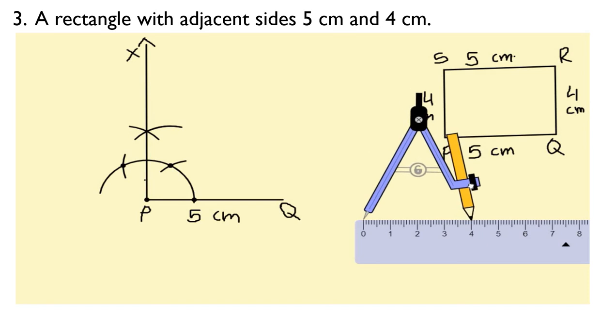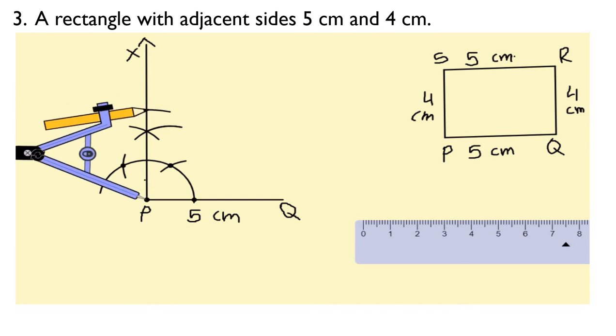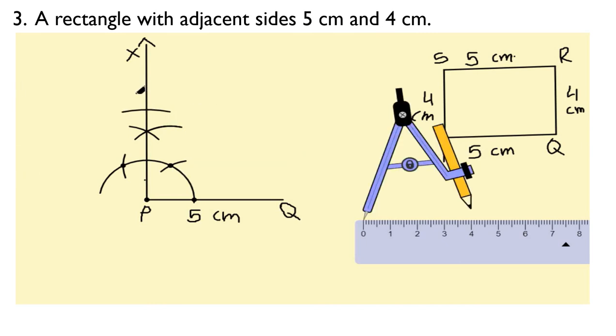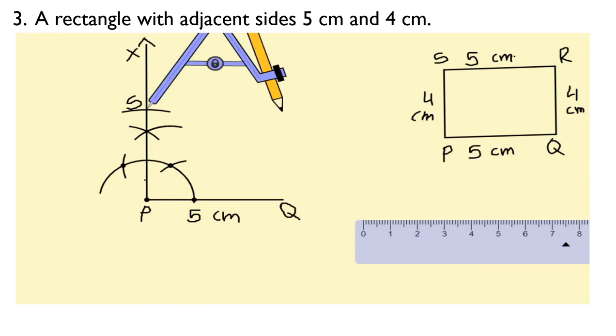After that, as we know, now we select PS which is given as 4 centimeter. So we take radius as 4 centimeter with the help of compass and cut ray PX with 4 centimeter. That is our vertex S. Again now, the opposite side of PQ, that is SR, is 5 centimeter. So we select radius as 5 centimeter with the help of compass and with center S, we draw an arc of 5 centimeter.